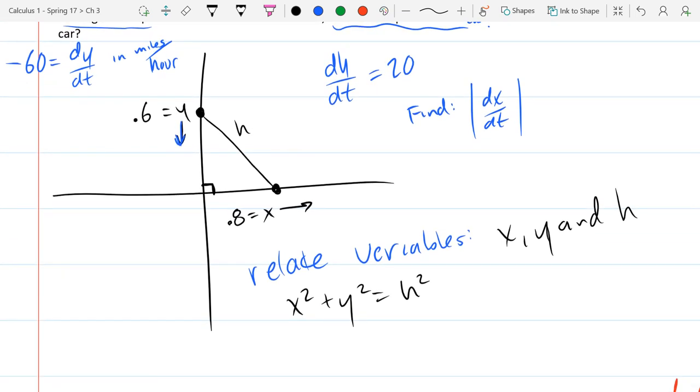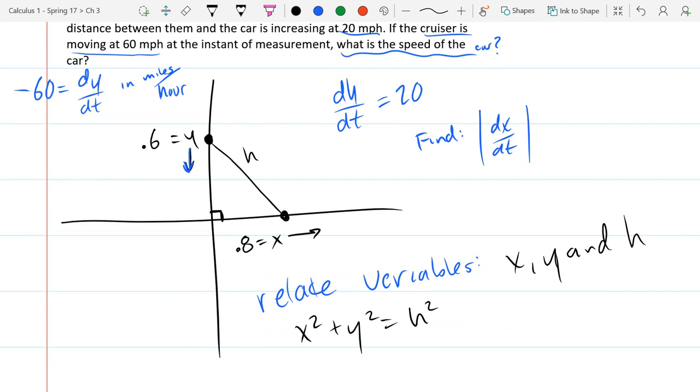Before, I said it'd be really nice if you related two variables instead of three. Let's think about the information that we have. I know the rate of change of y. I know the rate of change of h. I want to find the rate of change of x. So I already know two of the three rates of change. So in this problem, I don't need to get it down to two variables because I know two rates of change.